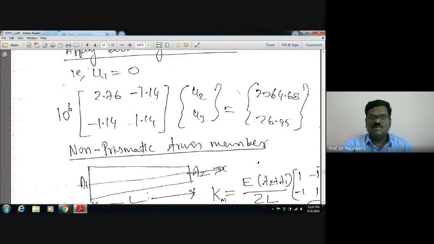By solving the above, this is called the equilibrium condition. K into D equal to this one is called the equilibrium condition. After applying the boundary condition, it is reduced to like this. By solving the above, you will get the unknown nodal displacements U2 and U3. That's all. With this, the problem is over. Okay, some procedure, a nice prismatic problem.